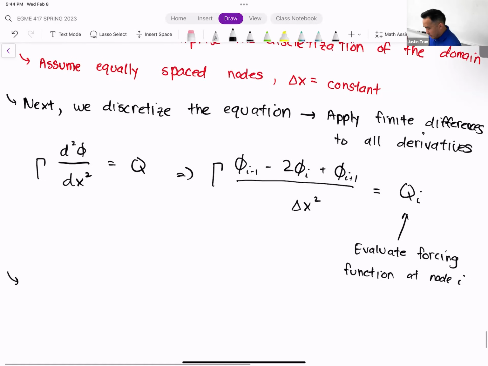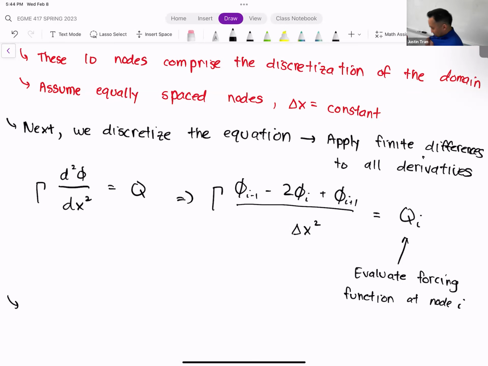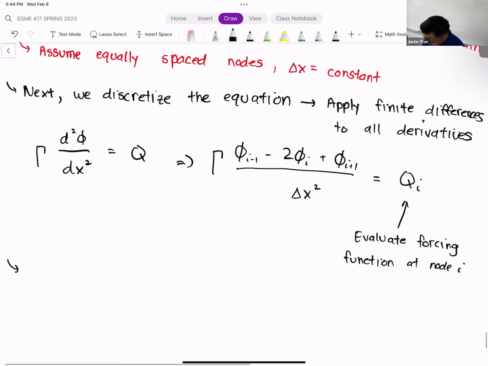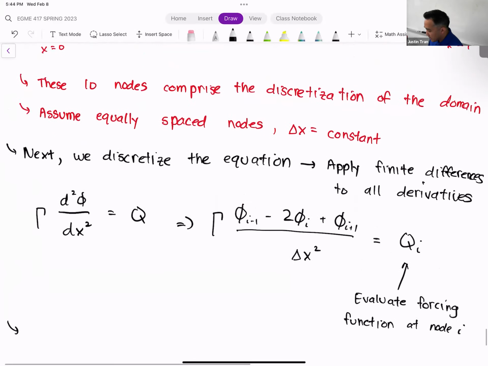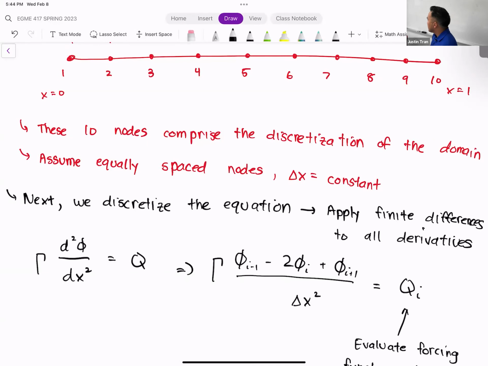So now we have two things. We have our discretized domain, which is our 1D line that's broken up into all of these little subdomains with the numbered nodes. And we have our discretized equation. And so our next step is to merge these together. The way that we're going to do that is we're going to apply this finite difference approximation to each node in our discretized domain.